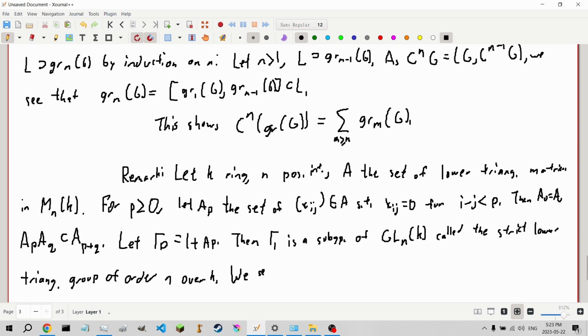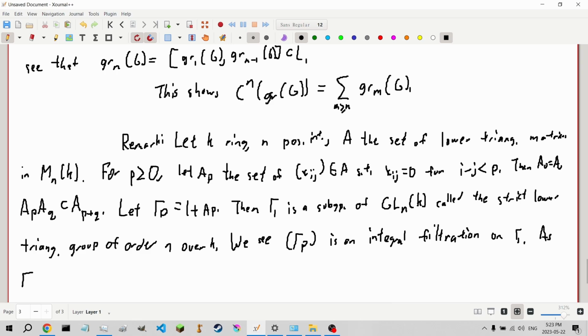We see that gamma p is an integral filtration on gamma 1, and we also see that the nth grade of gamma is just the identity matrix. We see that the group gamma 1 is nilpotent. That's the end of this whole chapter.